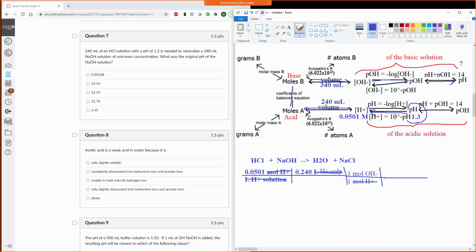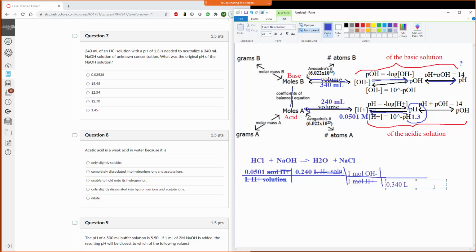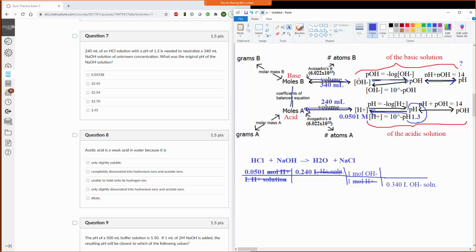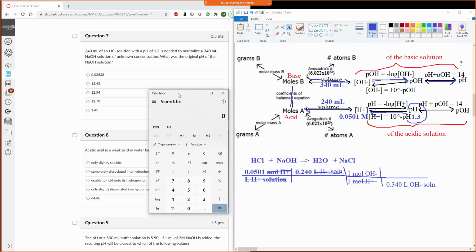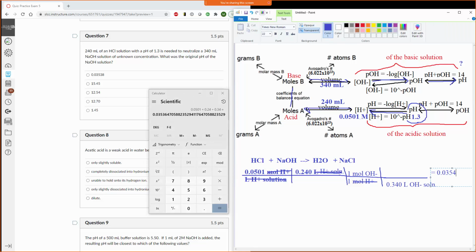So now I'm at moles of my base, and now I need the volume of my base to get to my concentration, which Sarah says I'm going to just convert to 0.340 liters, my OH minus solution. Okay, and moles per liter, that's the units for concentration, so I can stop there and just plug it in. And we have 0.0501 times 0.240 divided by 0.340, and we get a total concentration of 0.0354 molar hydroxide here.